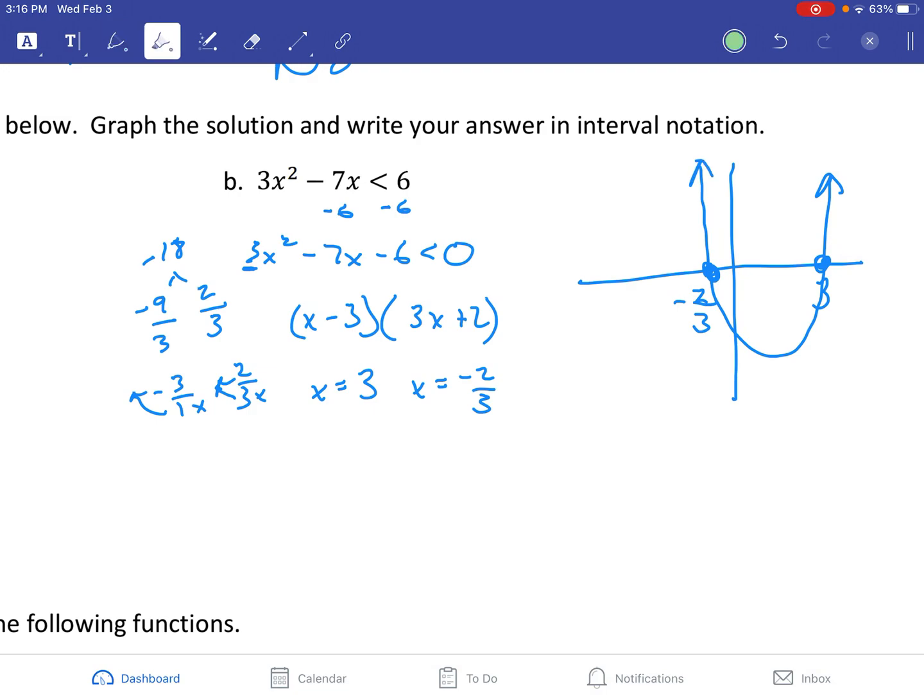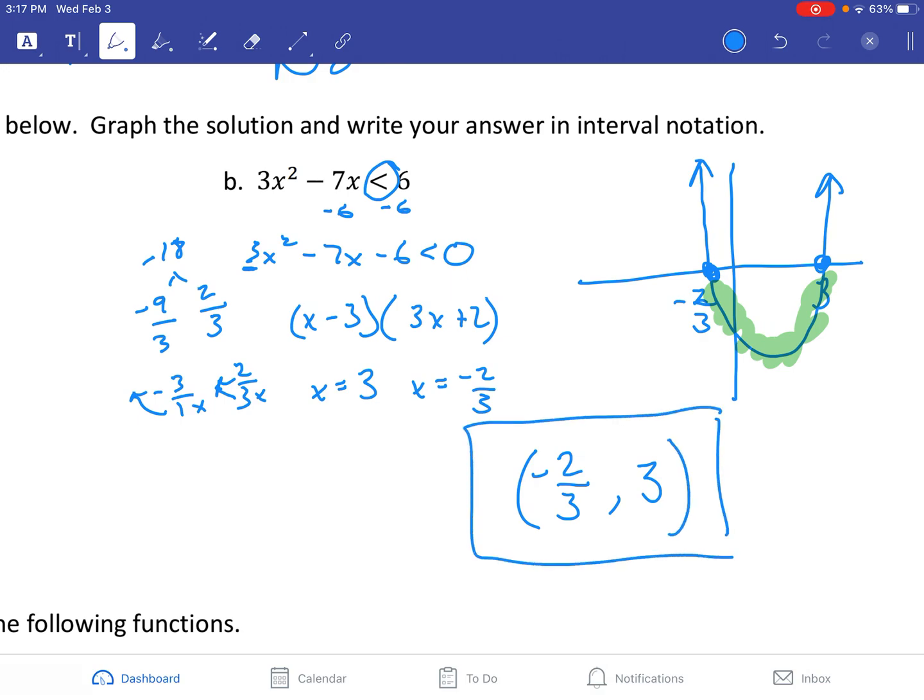Now, this time we're looking for less than. This is the less than sign, so we're looking for things underneath the x-axis. So it's from here to here. It starts at negative 2/3, and it's a parentheses because it's not less than or equal to, it's just less than. And it goes to 3, and then it stops. And then you're done.